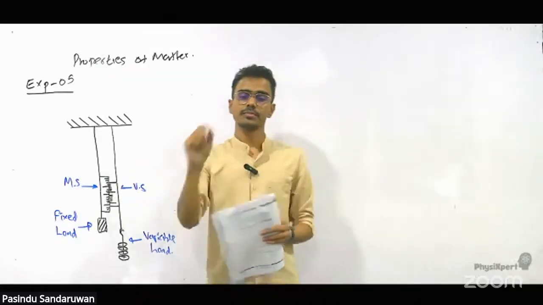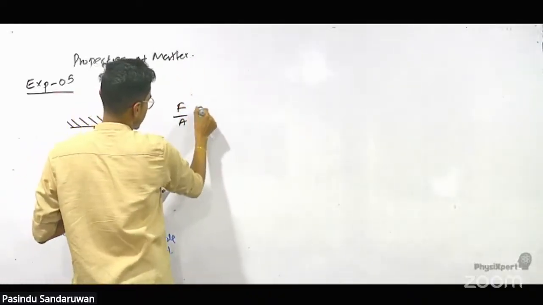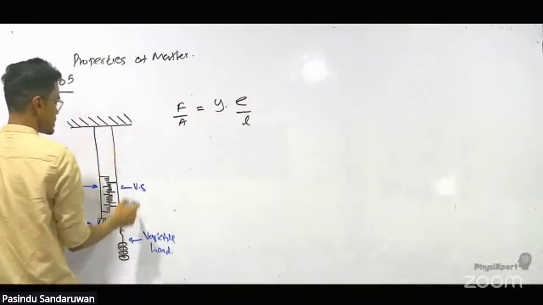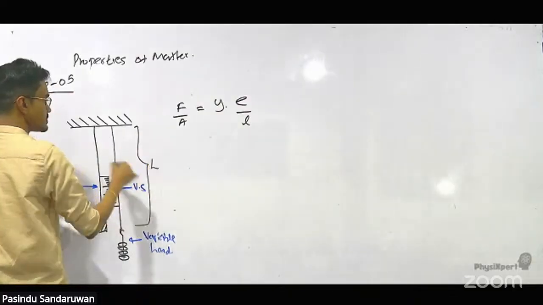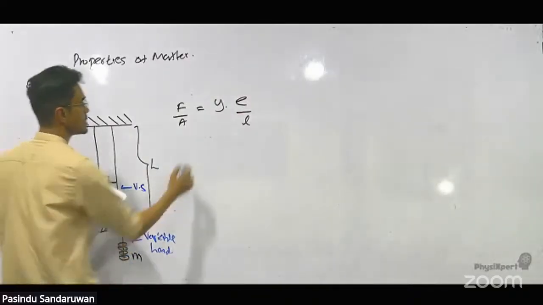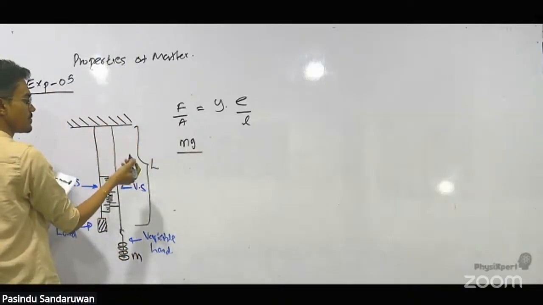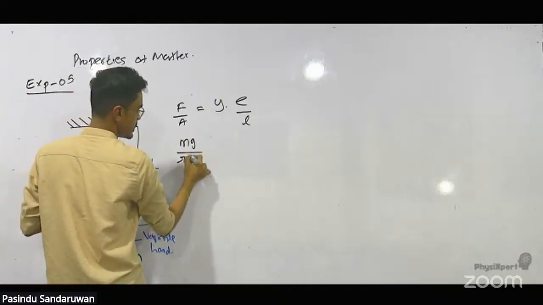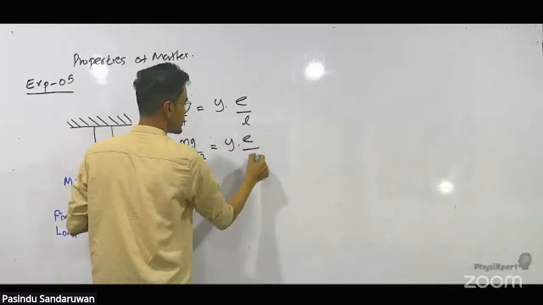Then from Young's modulus we know F over A equals Y times e over L. Now, say the initial length of this wire is capital L. F is here, the weight is mg. Say the diameter of the wire is d. Then F over πr² equals Y times e over L, with r taken from the diameter.